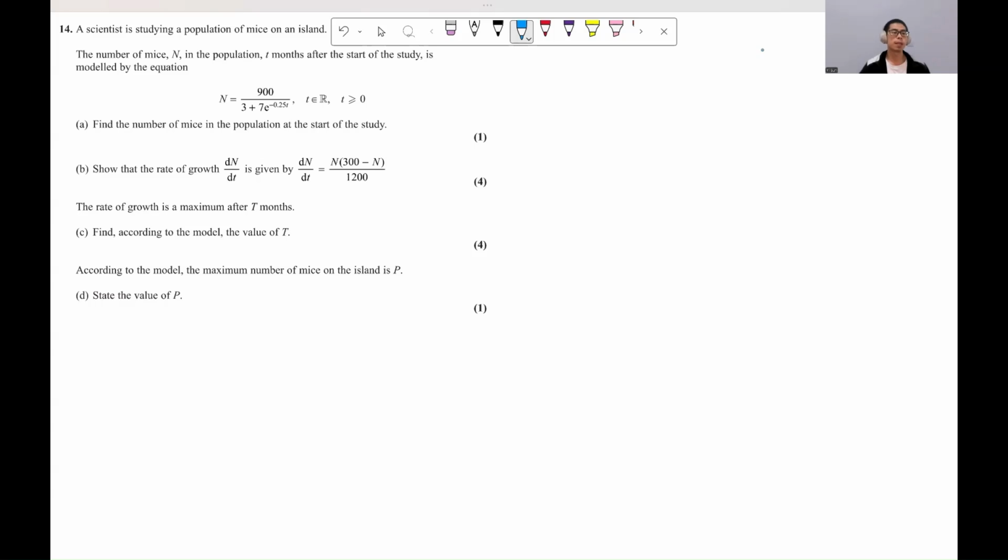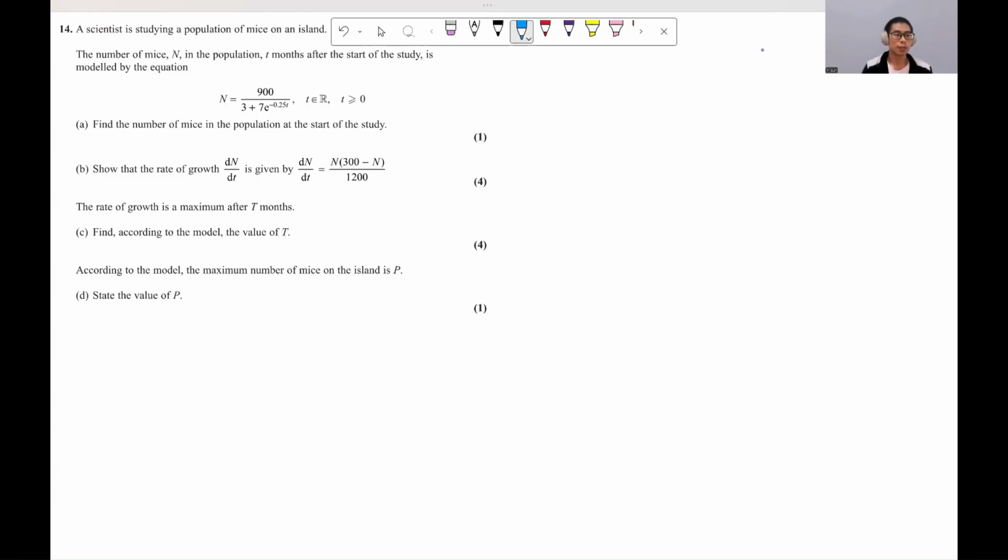Question 14. A scientist is studying a population of mice on Iceland. The number of mice n in the population t months after the start of the study is modeled by the equation n equals 900 over 3 plus 7e to the power negative 0.25t, where t is a real number and t is more than or equal to 0.